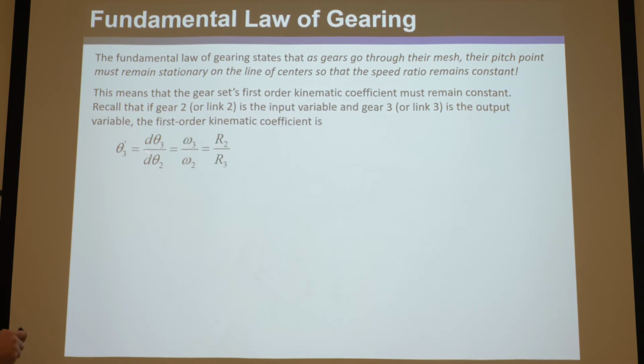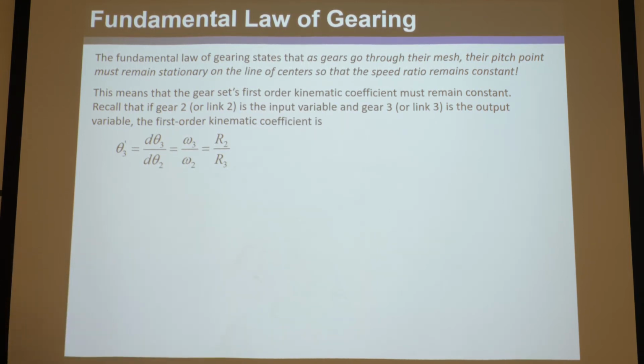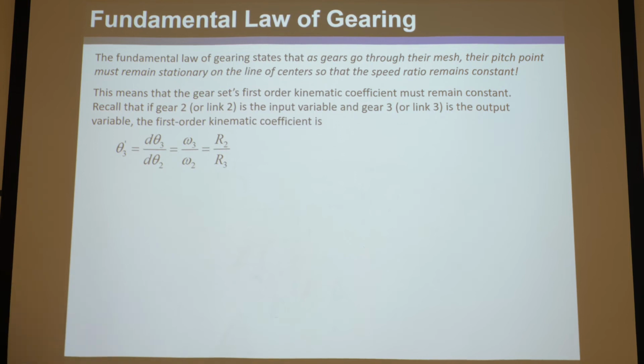And we can prove this because the ratio of these is the ratio of omega 3 over omega 2, because omega 3 is d theta 3 divided by dt, and omega 2 is d theta 2 divided by dt, and the dt's will cancel, right? And then you know from what we just proved on the last page that that's this ratio. So as long as the first order kinematic coefficient is constant, those ratios will be constant, and that means we're obeying the fundamental law of gearing and the gears are conjugate.